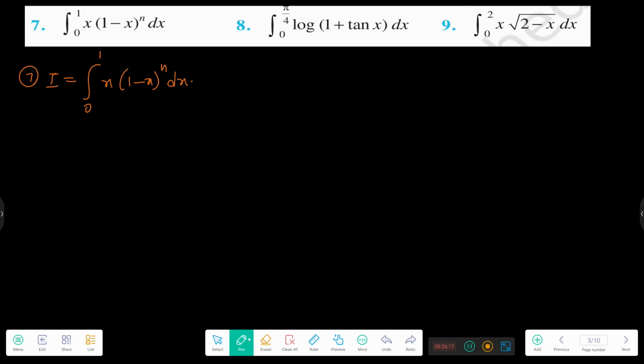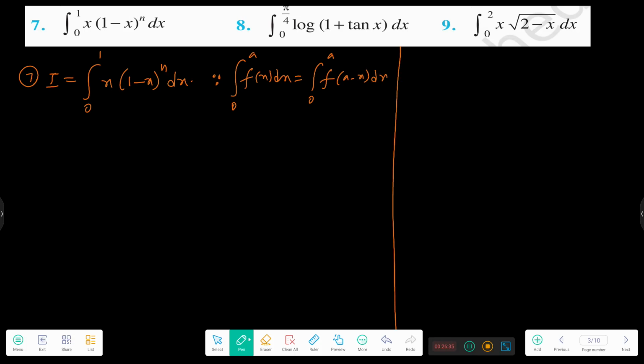For that, better we can use the property: integral 0 to a of f of x into dx is equal to integral 0 to a of f of a minus x into dx. This property number 3 I am going to use. Okay, 3 and 4 both are the same, I told you that property. So let it be, this is the answer number 1. I is equal to integral 0 to 1. Use the property. Wherever x is there, there you have to replace it with 1 minus x.